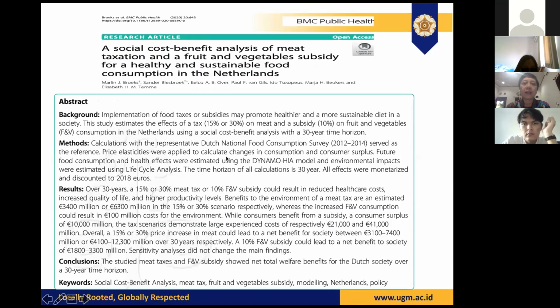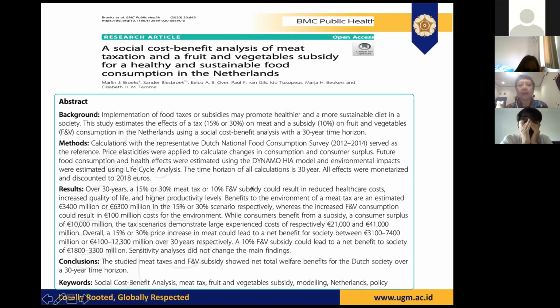Yang ini adalah social cost benefit analysis CBA untuk meat taxation dan fruit vegetables subsidy for healthy and sustainable food consumption in Netherlands. Ini juga ya, jadi overall 15-30% price increase on meat can lead to a net benefit for society between 3.100 and 7.400 euro million, or 4,100, 12,300 million over 30 years respectively. So an increase of 10% subsidized for the fruit and vegetables can net benefit sebesar ini.